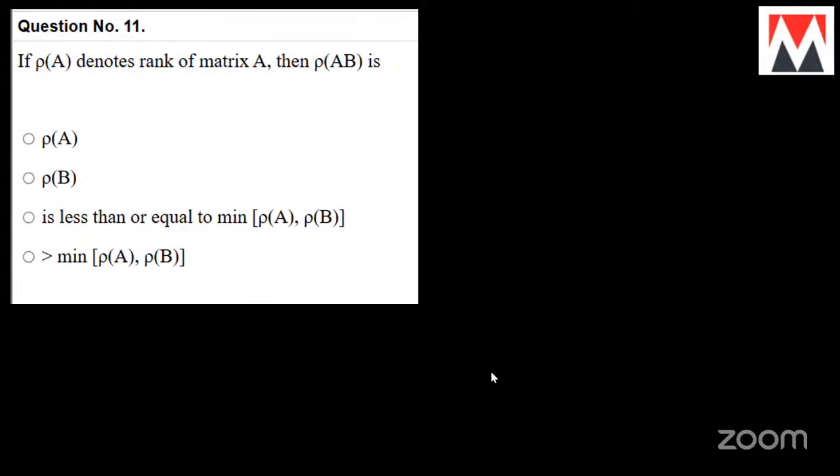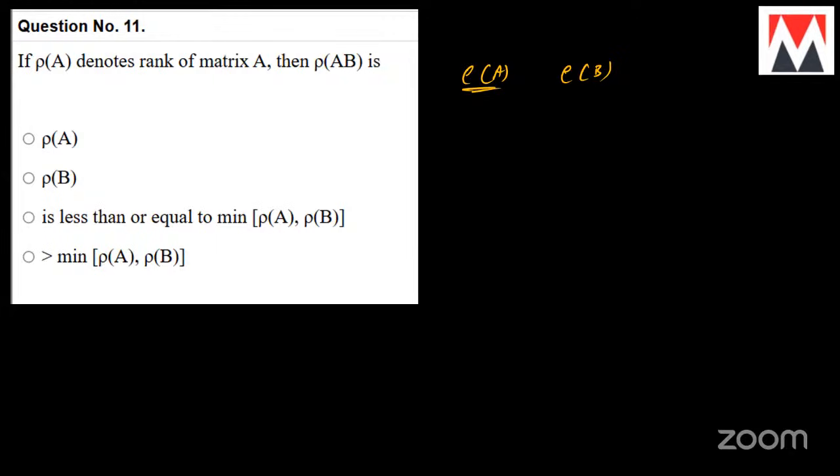So you need to understand here. Whenever you need to find the rank of a matrix, rank of AB is given as follows. Suppose you have rank of matrix A is something, rank of matrix B is something. You need to understand that it can be equal to any of them if both are equal, or it can be less than also.